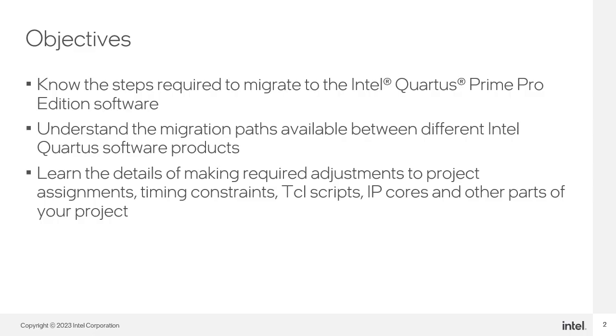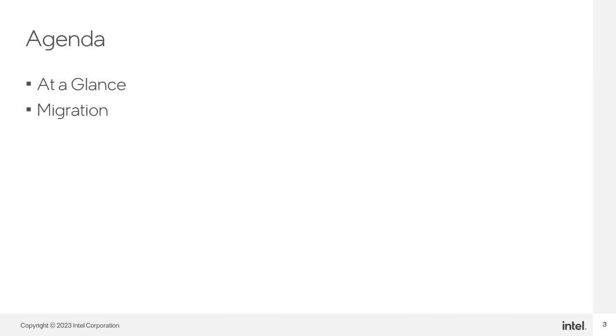This training focuses on the steps involved in migrating an existing Intel Quartus software design to the Pro Edition of the Quartus Prime software. To that end, you'll learn about the different migration paths possible between the different Quartus software products. You'll also learn the details involved in successfully migrating a design. The changes required to project assignments, timing constraints, Tcl scripts, IP cores, and other parts of your design will be discussed, and explanations for why the changes are required will be presented. Here is the agenda for this training.